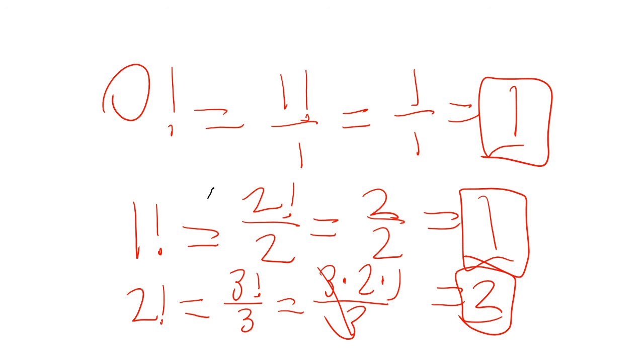And we can also think of it in terms of permutations. How many ways can we arrange one object? Let's say this is our one object. We can only arrange it one way. 0 objects. Let's think of this as 0 objects. So there's only one way because 0 objects, they don't exist. So it's only one way. So that's why 0 factorial is 1.